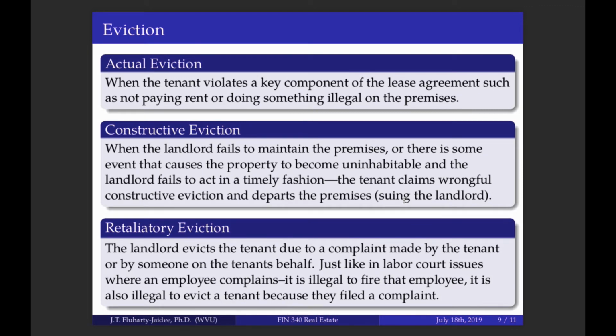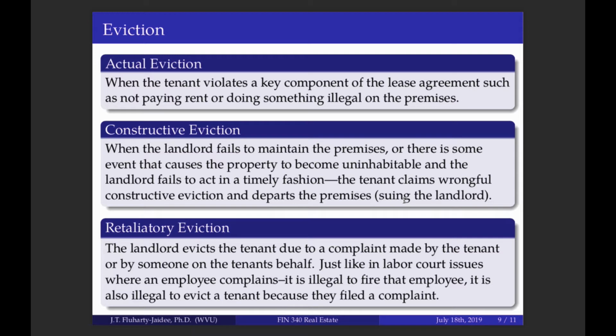Okay, three main types of evictions. An actual eviction is when the landlord or the tenant actually violates parts of the lease agreement and the landlord says, you have violated key components of the lease agreement, please leave. This is typically done when the tenant does not pay their rent or they do something illegal on the premises. This is very common, particularly when the landlord does an on-site maintenance call or inspection and they smell, for example, marijuana. That may immediately initiate an eviction notice.